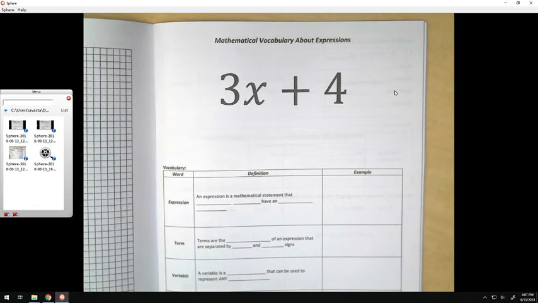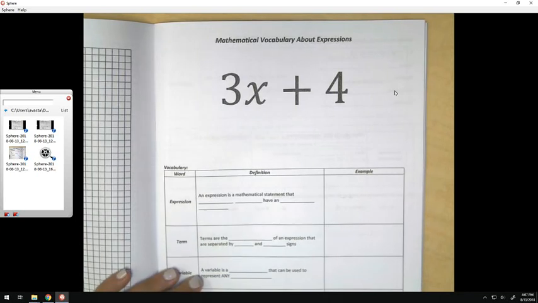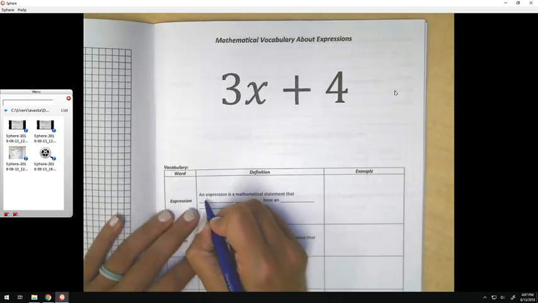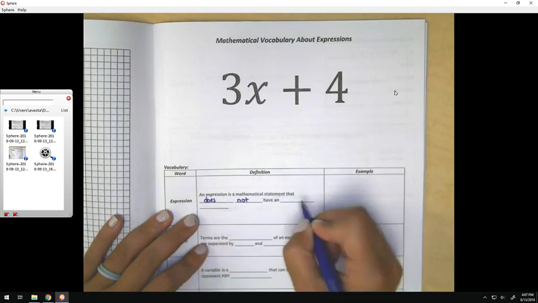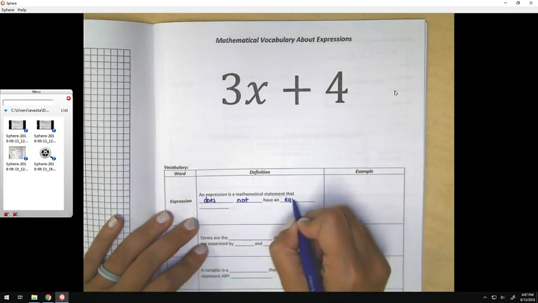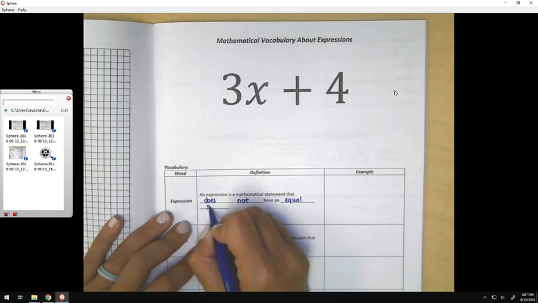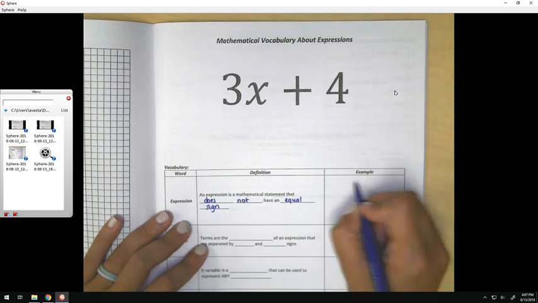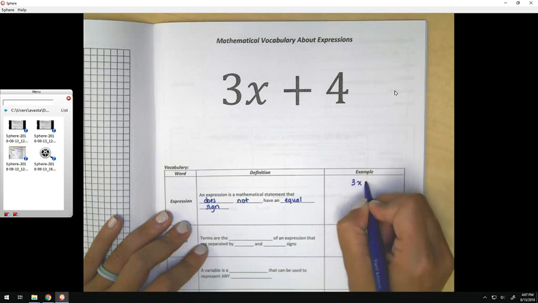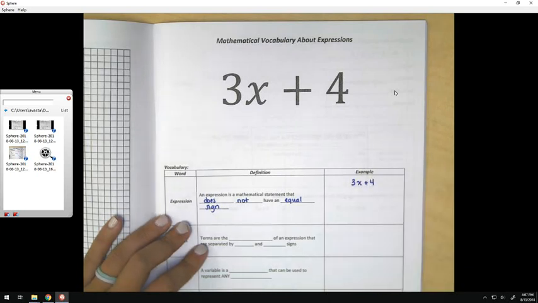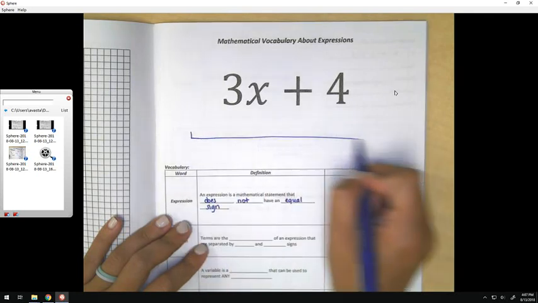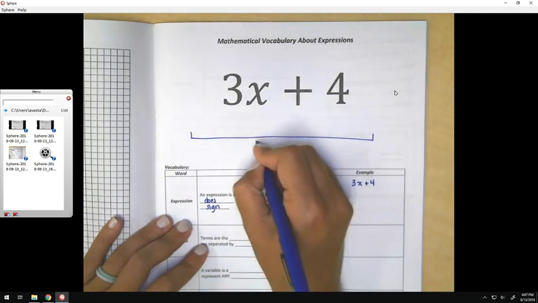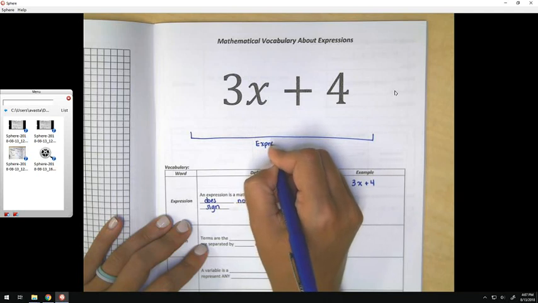So the first term that we're going to learn is expression. An expression is a mathematical statement that does not have an equal sign. An example of an expression would be 3x plus 4. So if I was to label this entire thing, it would be called an expression.